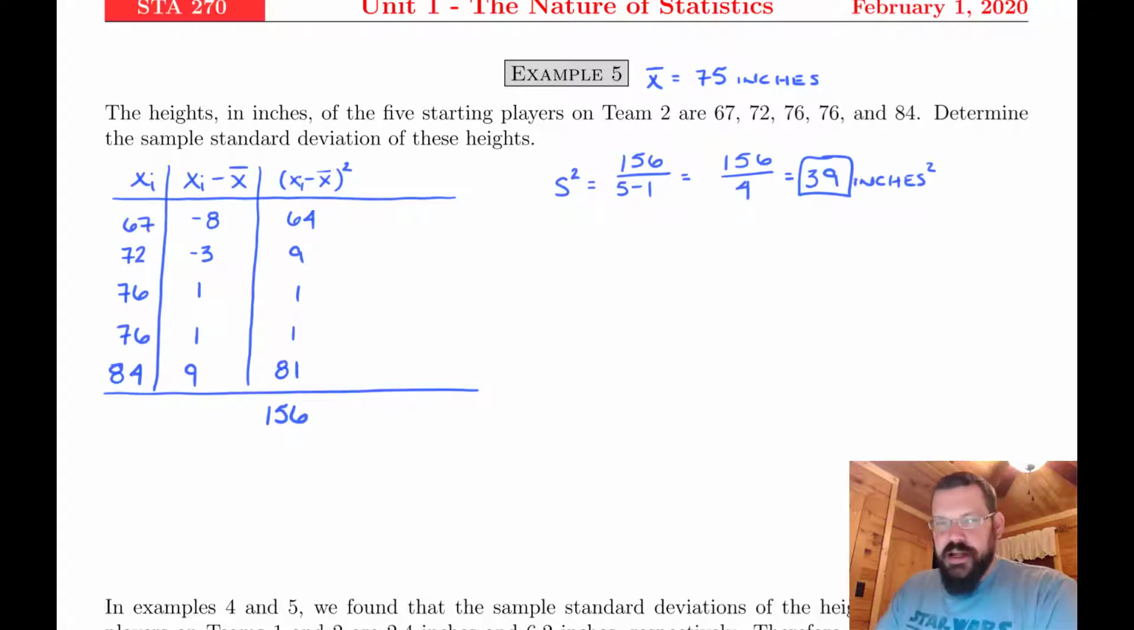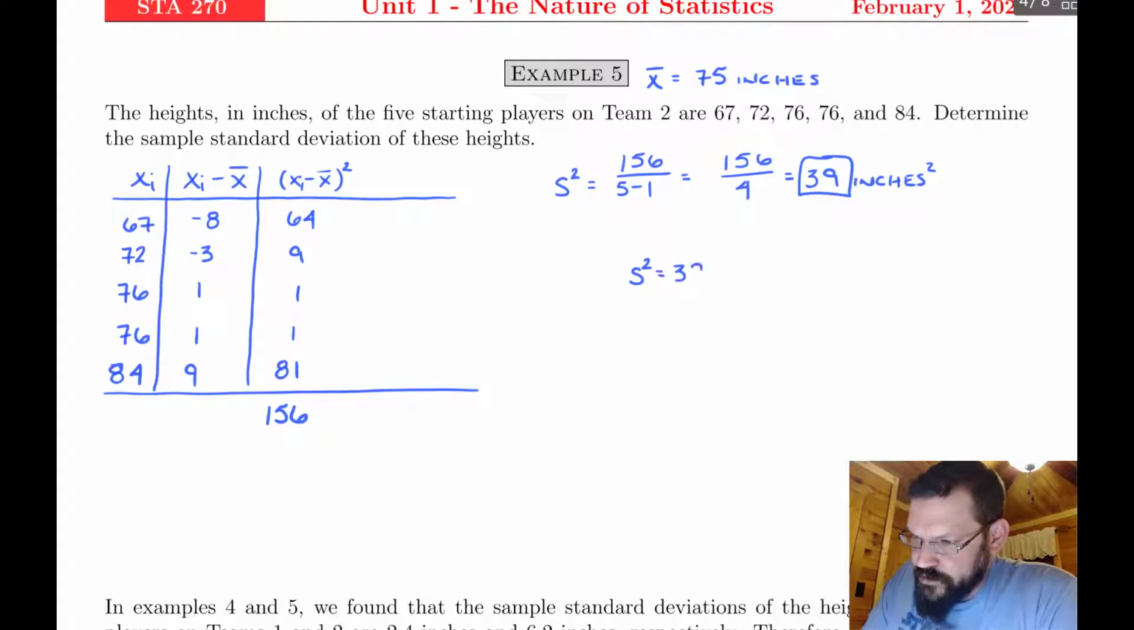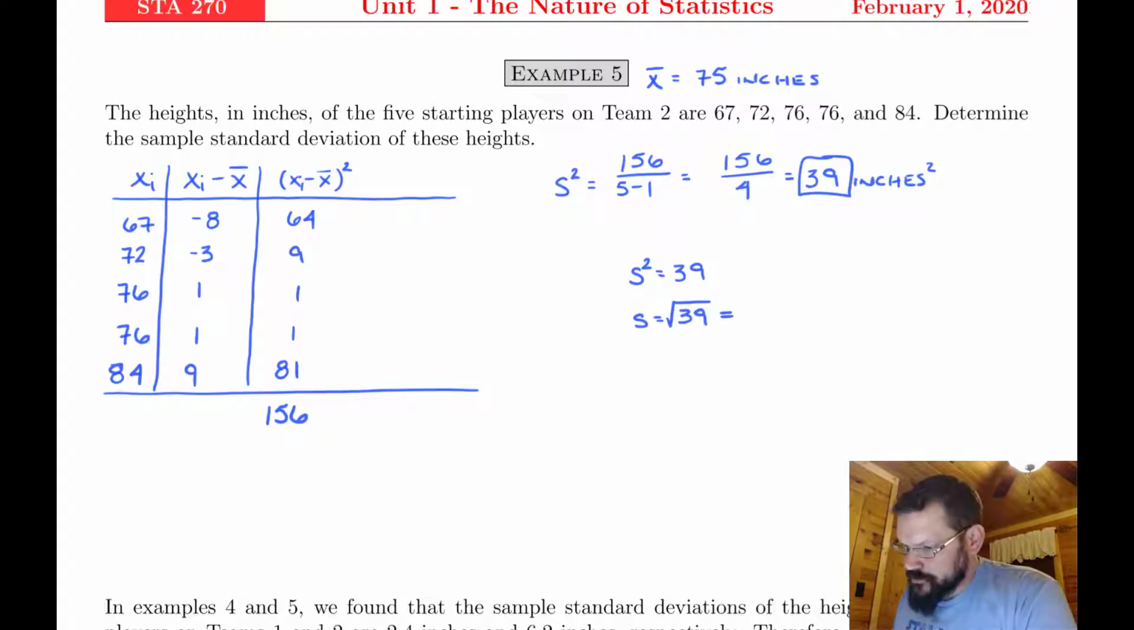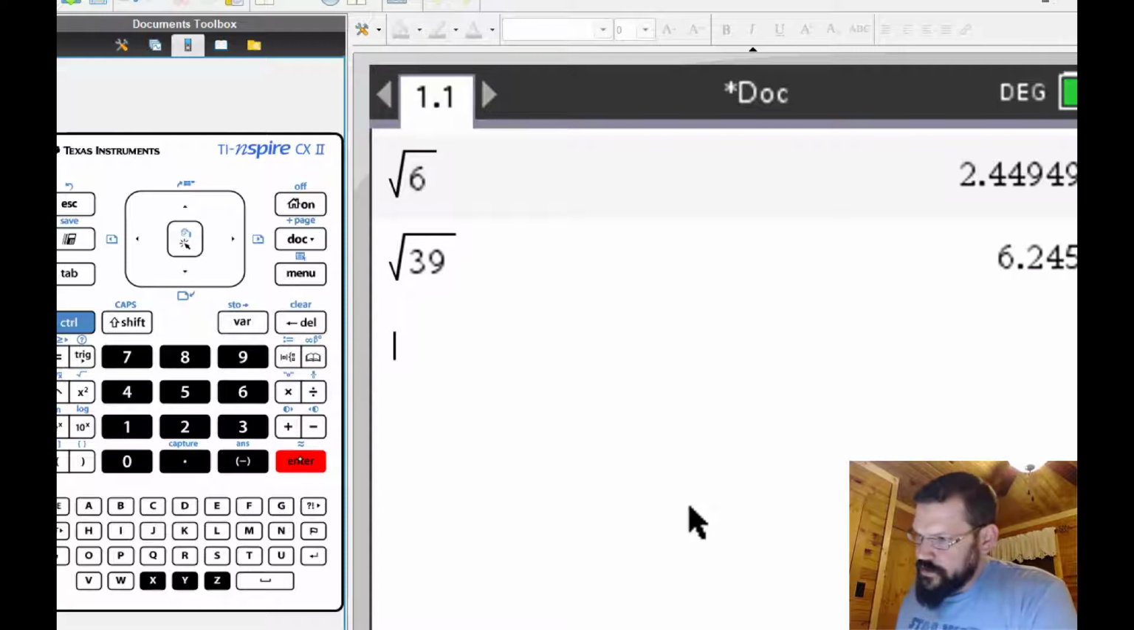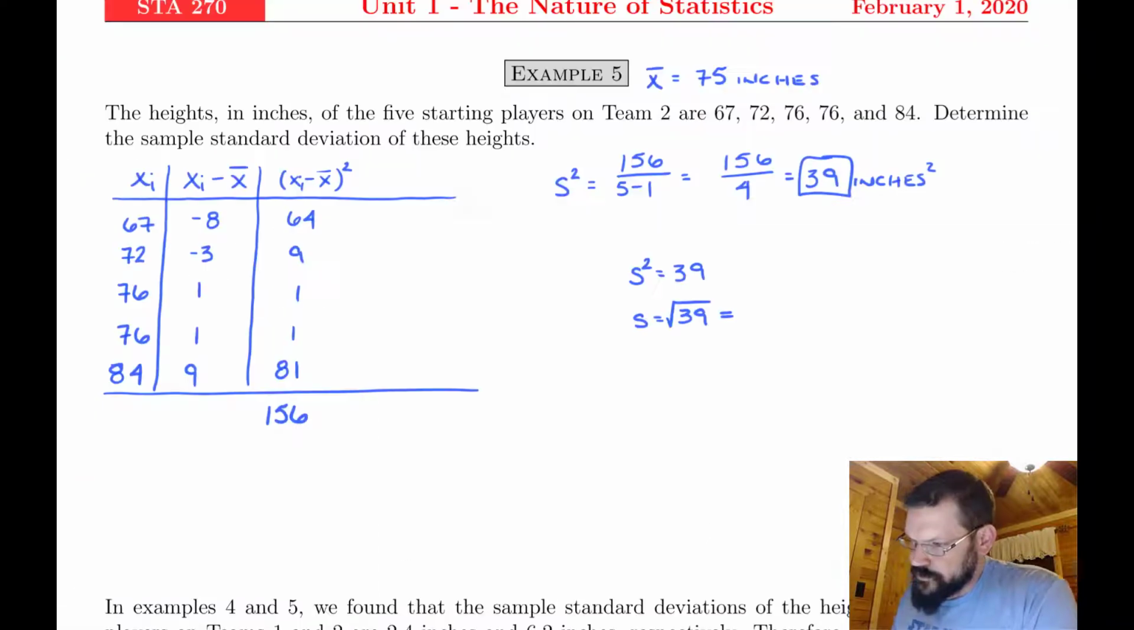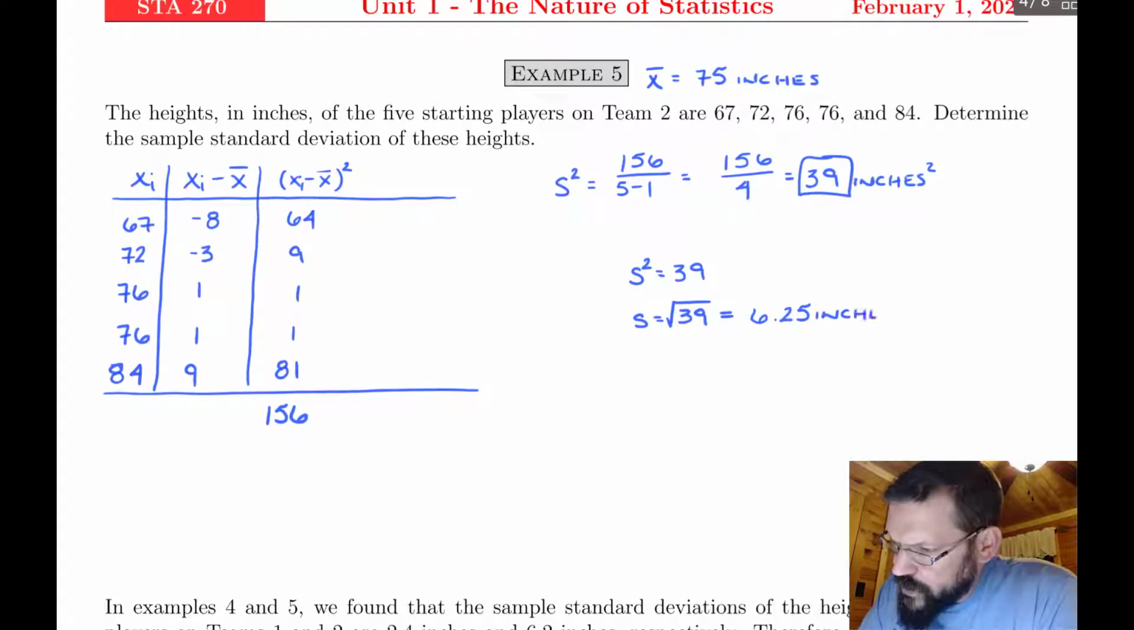Sorry. So 39 square inches, but our heights, like we said initially, they're all in inches. We don't have square inches of a basketball player, so we have to come up with that standard deviation. So we just simply take S squared equals 39, take the square root of both sides, and again we go back to the calculator and we do square root of 39 is going to be 6.25. So the standard deviation for team 2 is 6.25.